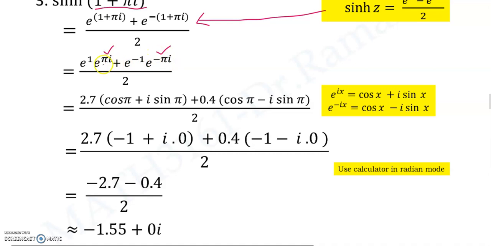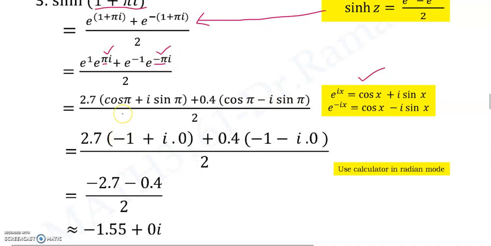So here x is pi, here x is minus pi. Okay, so that 2.7 e to the power 1 is 2.7. Then apply the value cosine pi plus i sin pi. Then for this one, cosine pi minus i sin pi. See, use these two results.